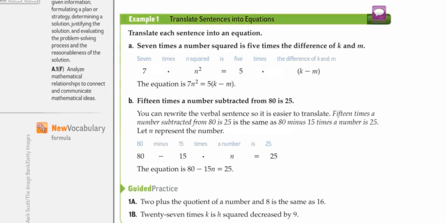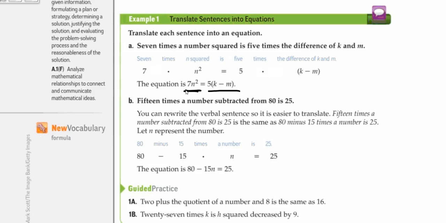And notice how they have the equation. Let's go ahead and underline that. So here's your 7n squared, because when you have a number times a variable, or a variable squared or to a power, you just put them right next to each other, it's implied multiplication. Same thing with a number next to the parentheses, 5 times the difference, and so that would be the equation. That's it, just writing the equation there.